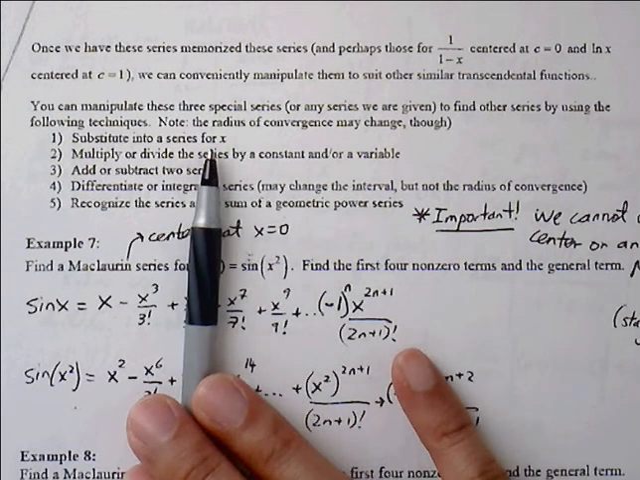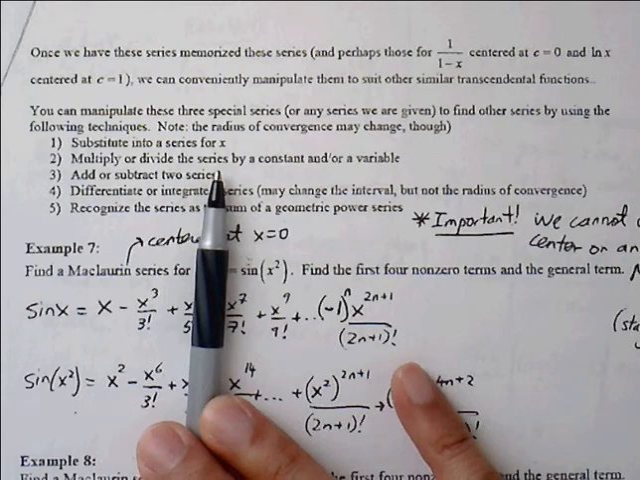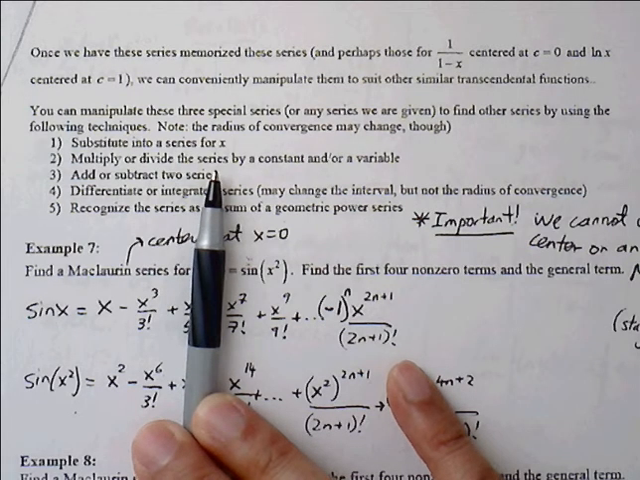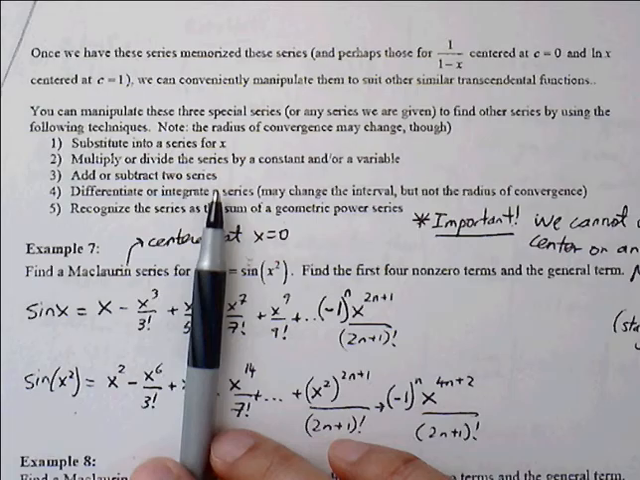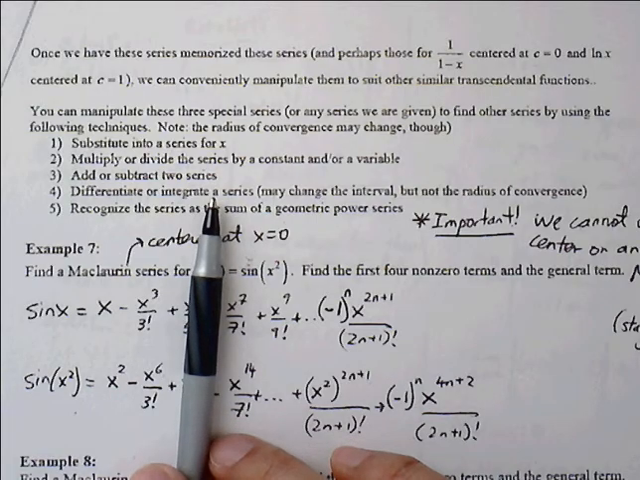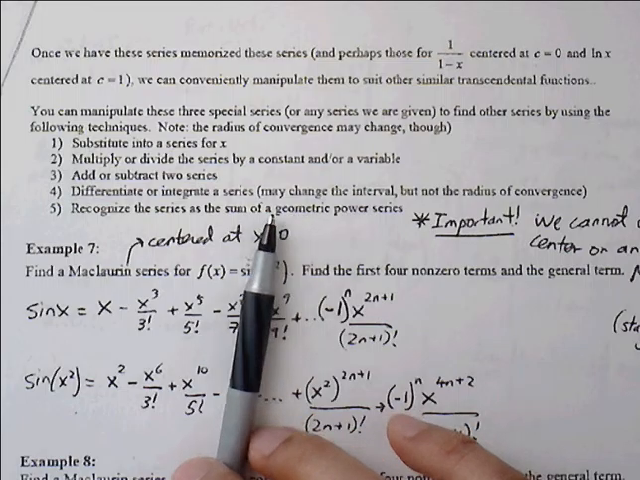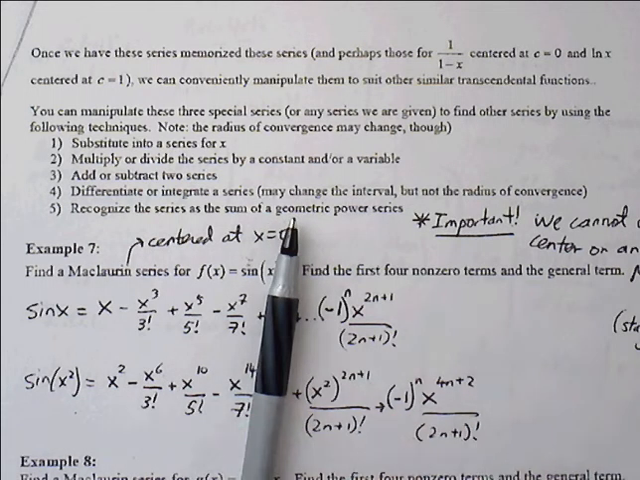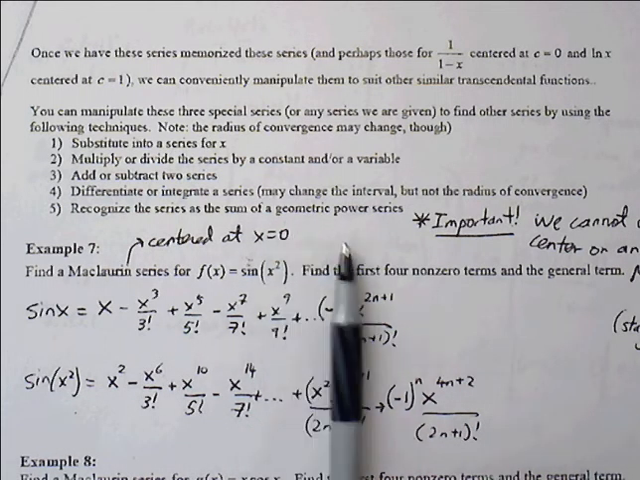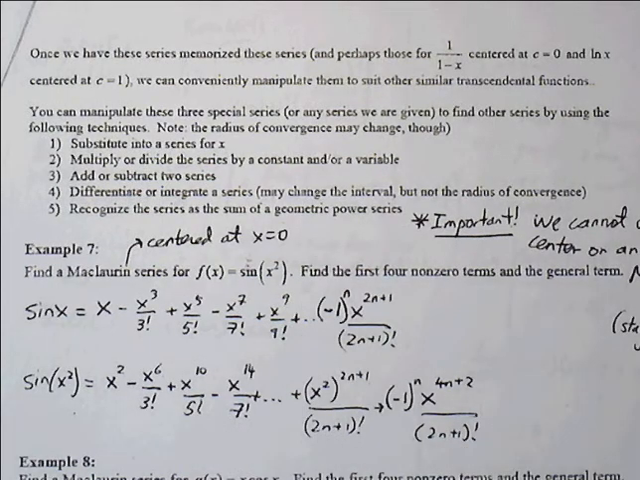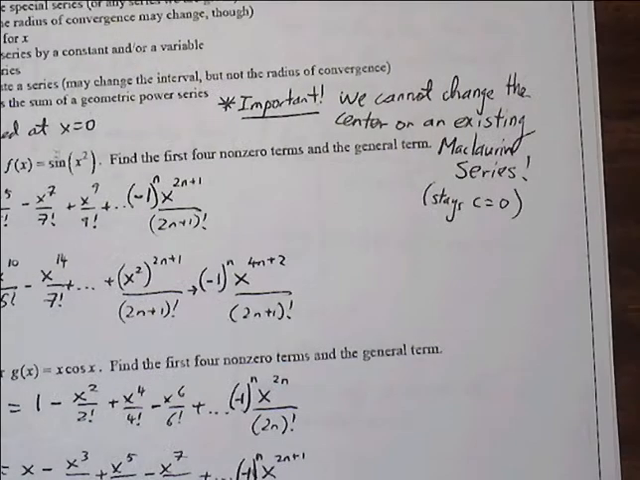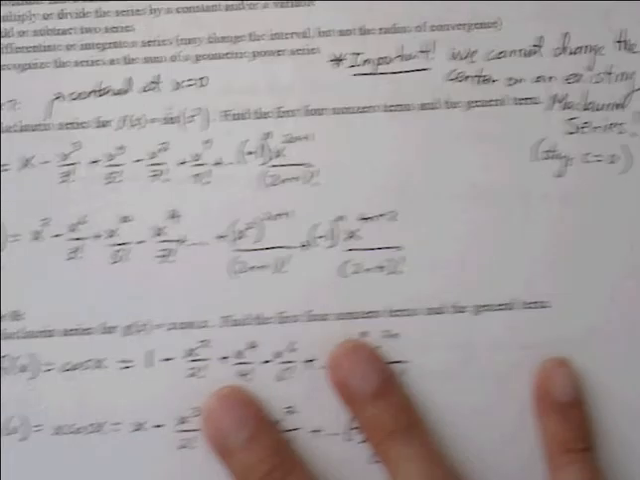We substitute into a series for x. We multiply or divide the series by a constant. We can add or subtract 2 series. We can differentiate or integrate a series. This may change the interval, but not the radius of convergence. And then we may recognize the series as the sum of a geometric power series. Okay, important, we cannot change the center on an existing Maclaurin series. It stays at c equals 0.